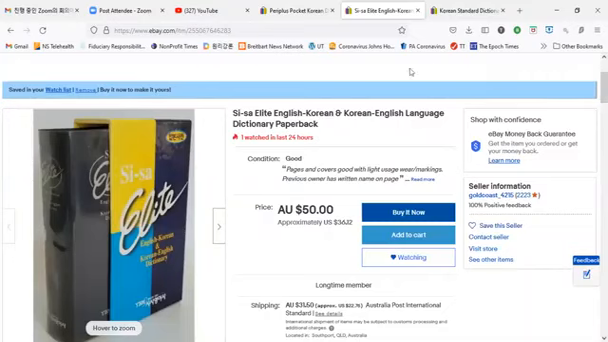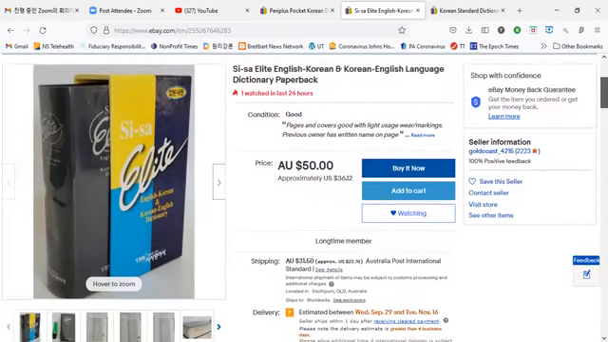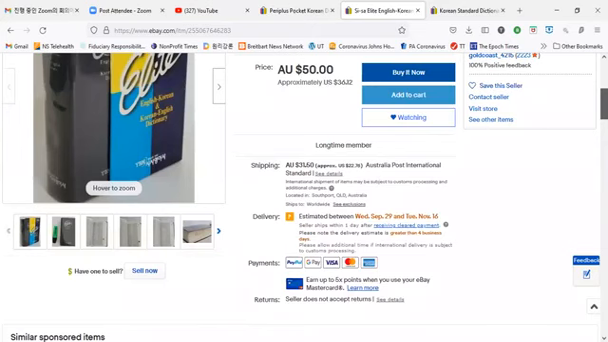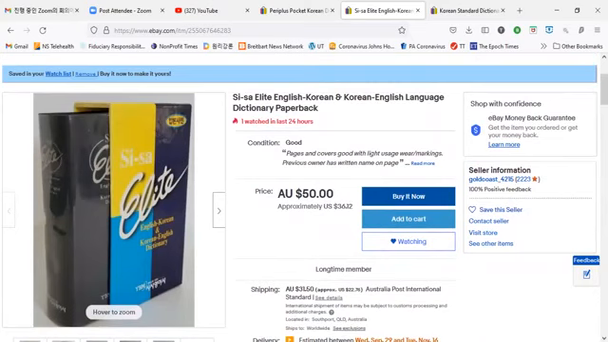And this is a Korean English language dictionary paperback. Problem with this one is that it's going to cost you a lot to have it shipped to the United States. I think they were saying anyway, they're asking for a lot of money just for the shipping to the United States. So if I were living in Australia, this I think would be one that I might want to pick up. I would say that in U.S. currency, they say $36.12, and I think that's a fair price for a dictionary of this caliber.